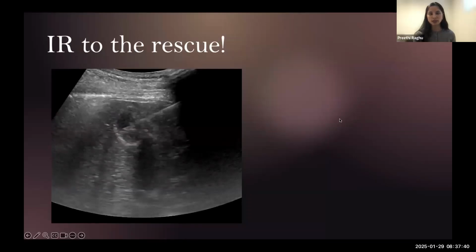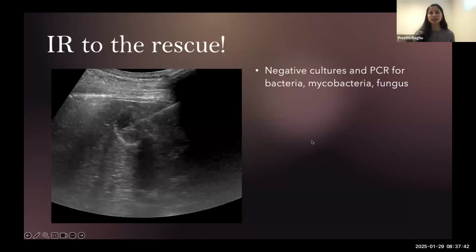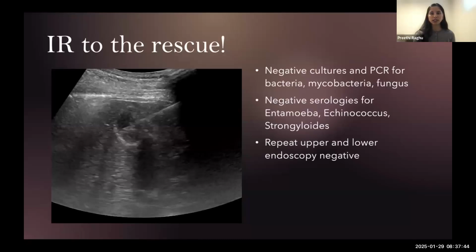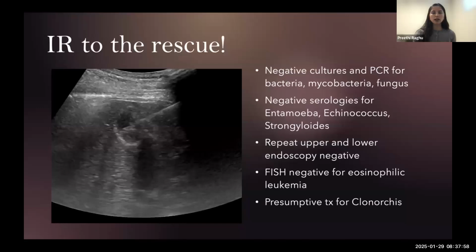That's them sampling one of these collections, and still everything was turning up negative, and even got a repeat upper and lower scope, which was negative. And even a FISH for eosinophilic leukemia, given the eosinophils that were found on the initial scope, and that was also negative. So presumptive treatment was started for Clonorchis and was still not helping.